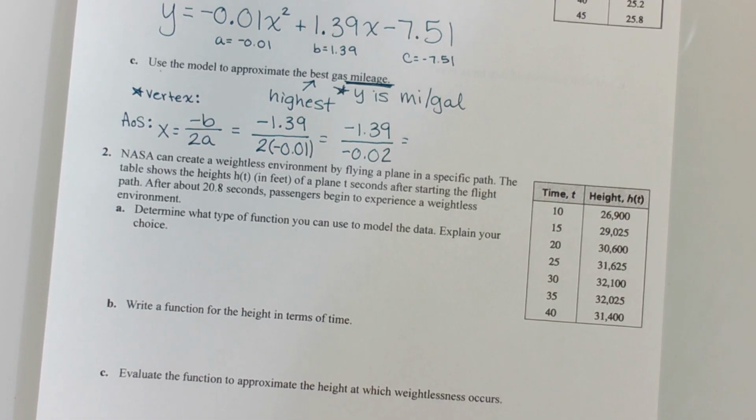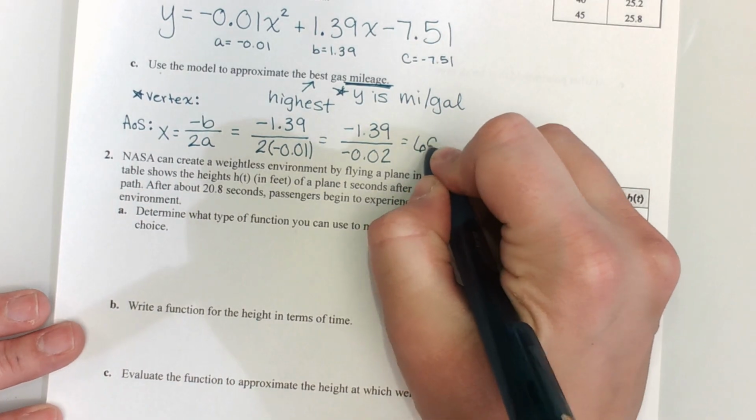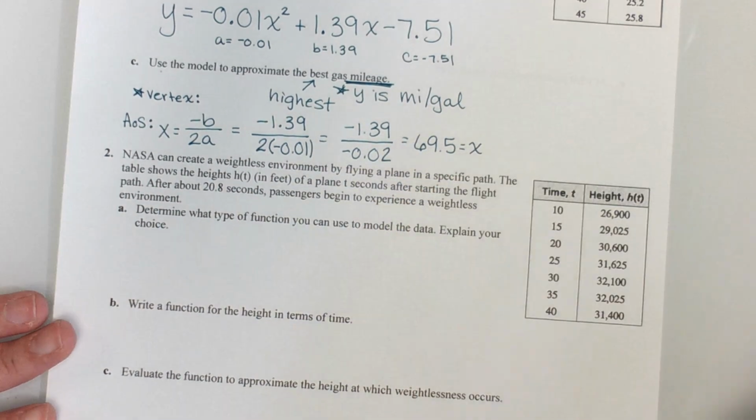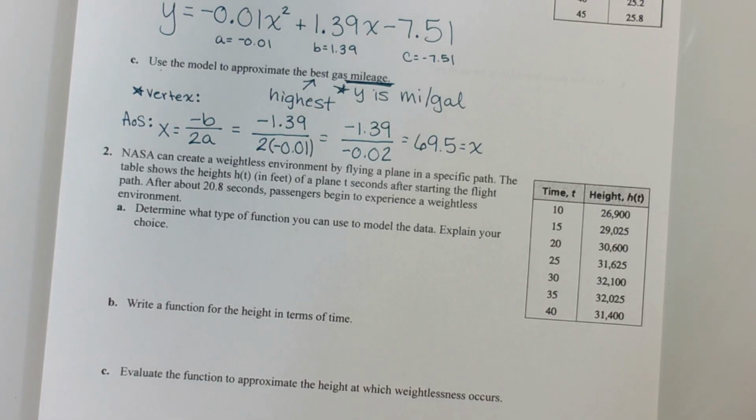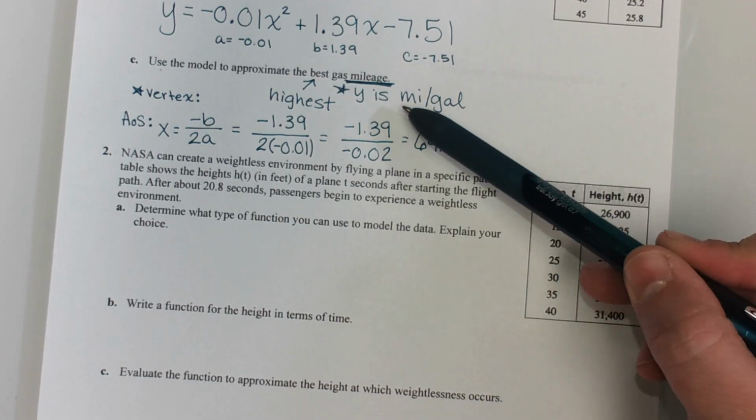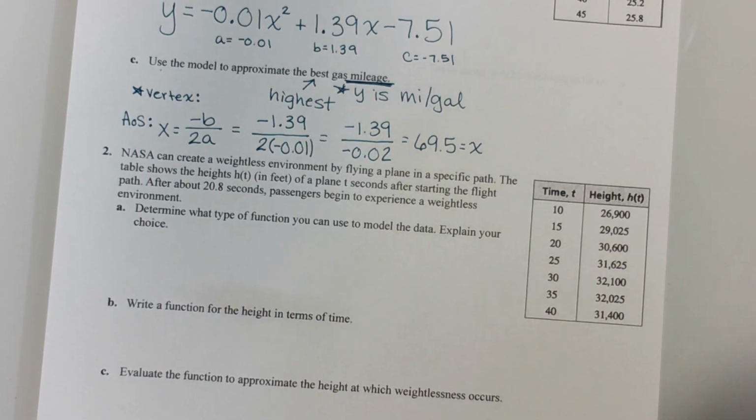Not that big of a number. Bigger number? Sure. Y'all got calculators. What do you get? You're literally typing in a divide. Thank you. I get 69.5. Now that is the x value of the vertex. Do I want the x value for the actual mileage? No, remember mileage is miles per gallon. You want higher miles per gallon? And that's y. The y value is what I'm looking for.